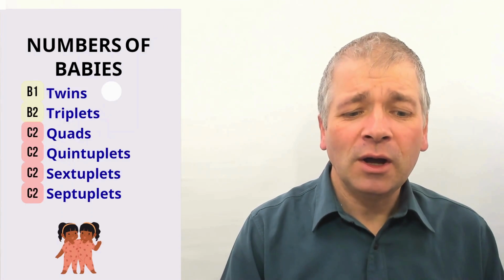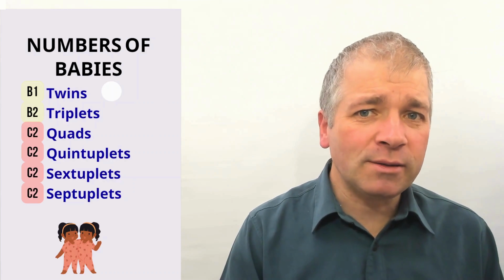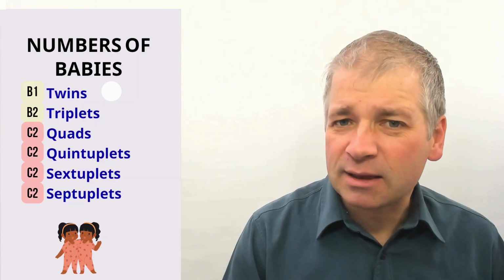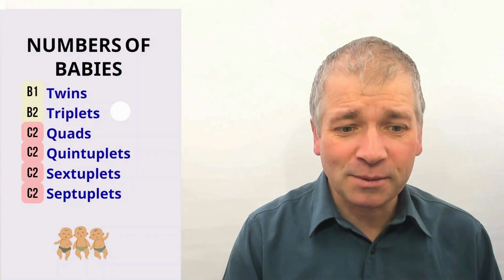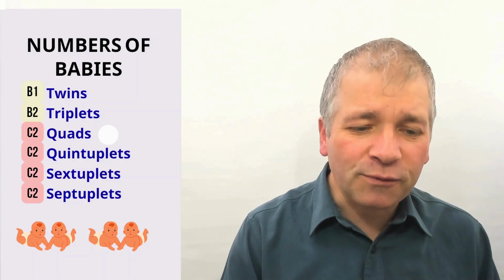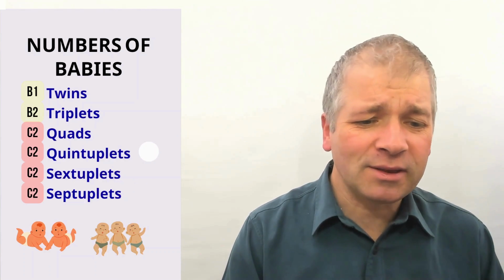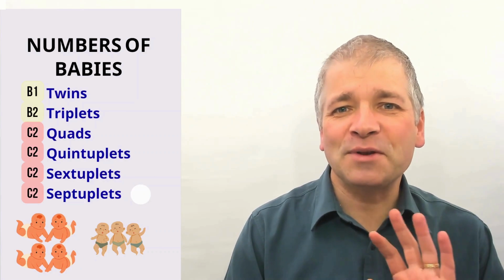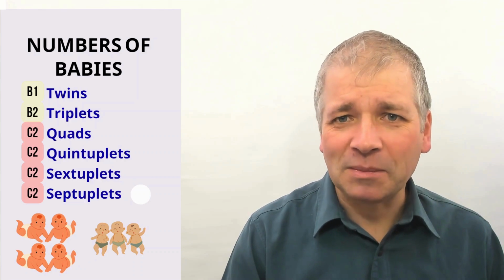So first of all, you're probably familiar with the word twins. Twins is when 2 babies are born at the same time, but sometimes there's more. Sometimes there's 3 babies born at the same time. That's triplets. Quads is 4 at the same time. And then you have quintuplets, sextuplets, and septuplets for 5, 6, and 7 babies born at the same time.